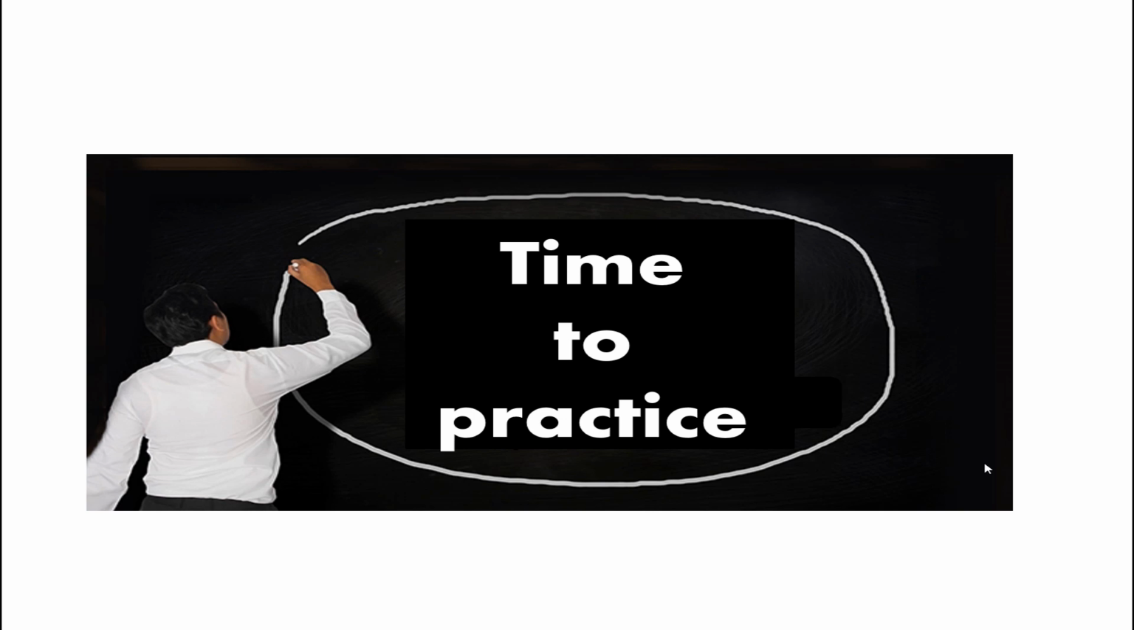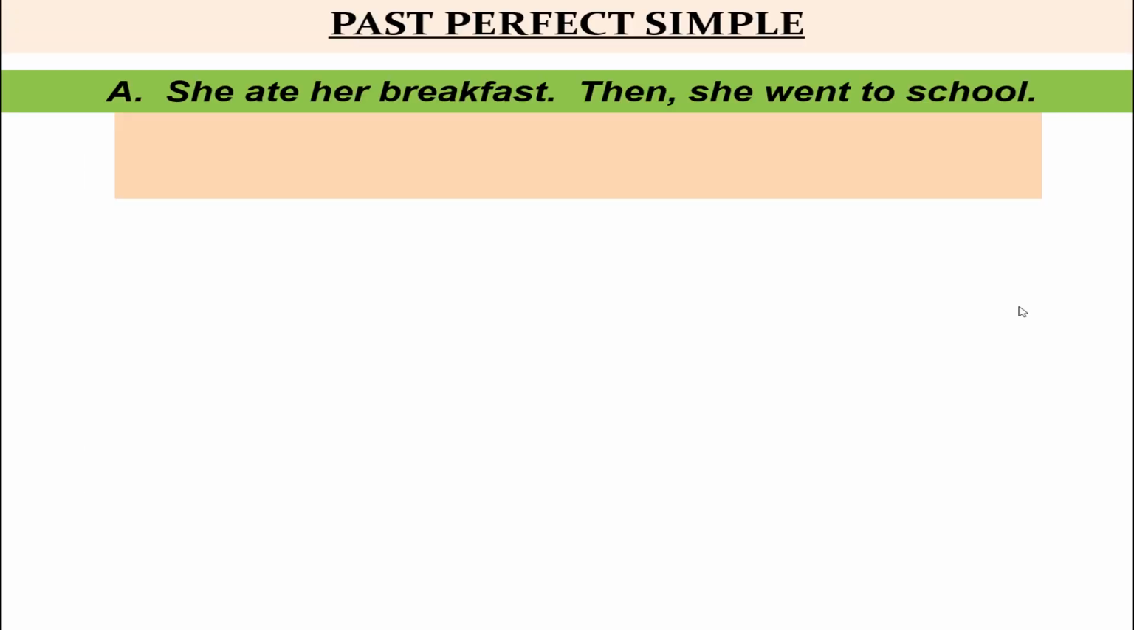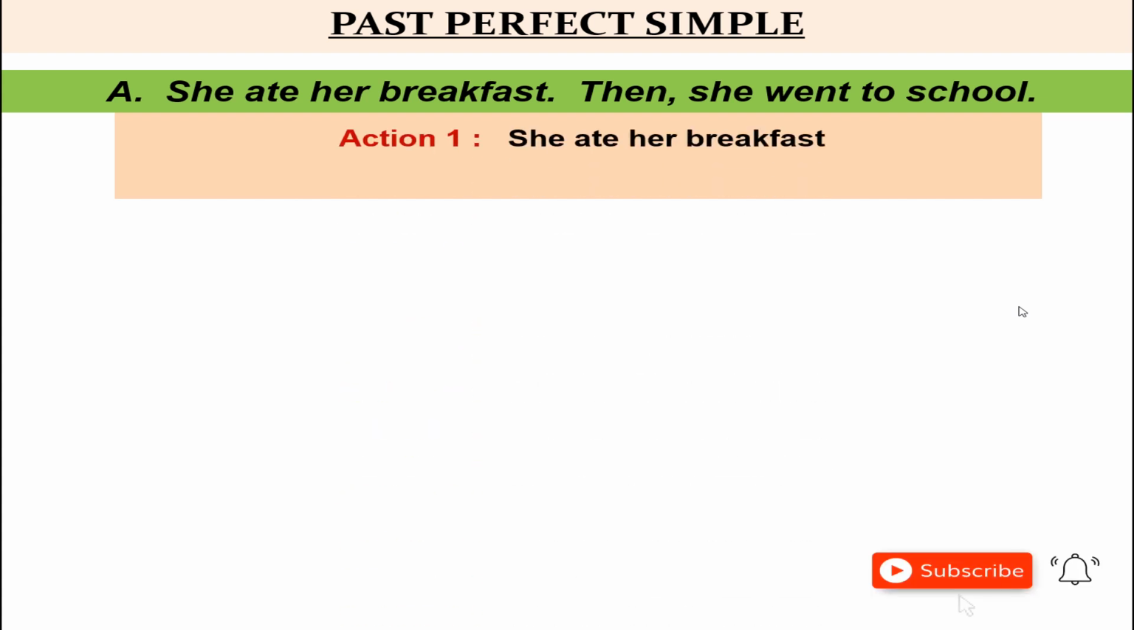Time to practice. Example A. She ate her breakfast, then she went to school. Which action happened first? Is it eating breakfast or going to school? Good. Action 1, she ate her breakfast. And action 2, she went to school.